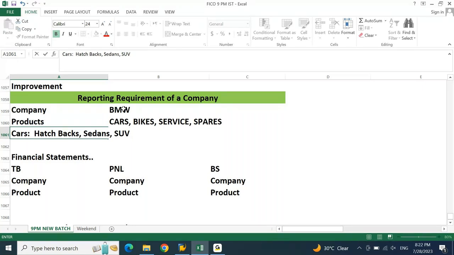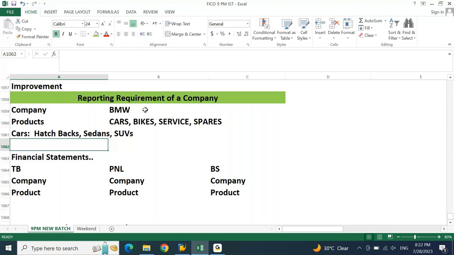Right, I may be having SUVs. Now, my requirement is again to further look at the profitability of what is my hatchback car, what is my sedan, what is my SUV. If this is my requirement, I will be creating my profit centers, instead of creating a car, I will be creating hatchback as a profit center, sedan as a profit center, SUV as another profit center. Similarly, in bike also, if I want to have similar classifications, accordingly, I will split my bikes.